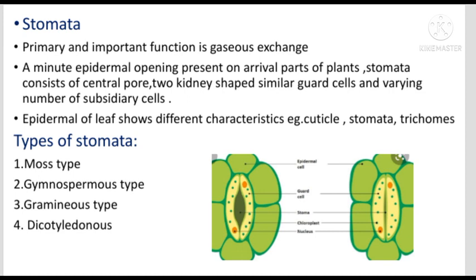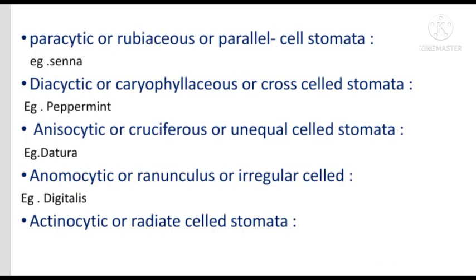Stomata. The primary and important function of stomata is gaseous exchange. A minute epidermal opening present on aerial parts of plant. Stomata consist of a central pore, 2 kidney-shaped guard cells, and a varying number of subsidiary cells. Types of stomata. First one, moss type, gymnosperm type, graminaceous type, and dicotyledons. Following are other types of stomata: paracytic or rubiaceous or parallel cell stomata. In this stomata, 2 guard cells are covered by 2 subsidiary cells.